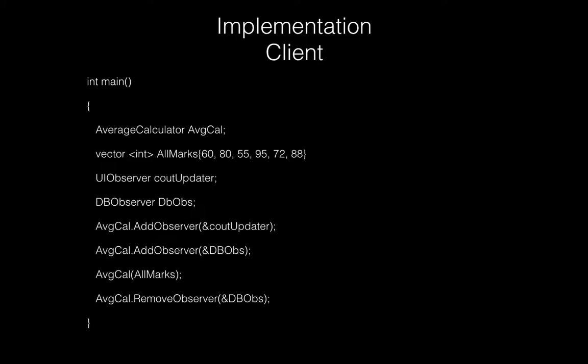And at the client side, what you will do is you will first create an object of the subject called average calculator. Then you have a vector of integers where you pass all marks. Then you have concrete observers, UI observer and DB observer. You create their objects, add those observers to your subject, which is average calculator, by calling method add observer.